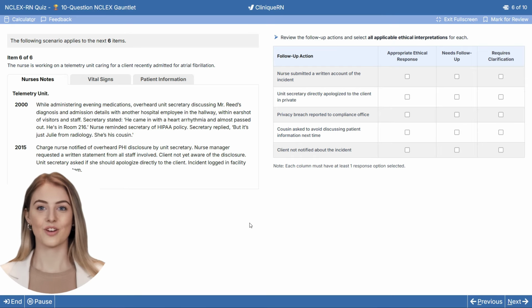Let's go. First up, the nurse submitted a written account of the incident. What do you think? Was that the right thing to do? The correct answer is appropriate ethical response. Rationale. This fulfills the nurse's legal and ethical duty to document the event per policy. It ensures transparency, accountability, and supports future audits or investigations.